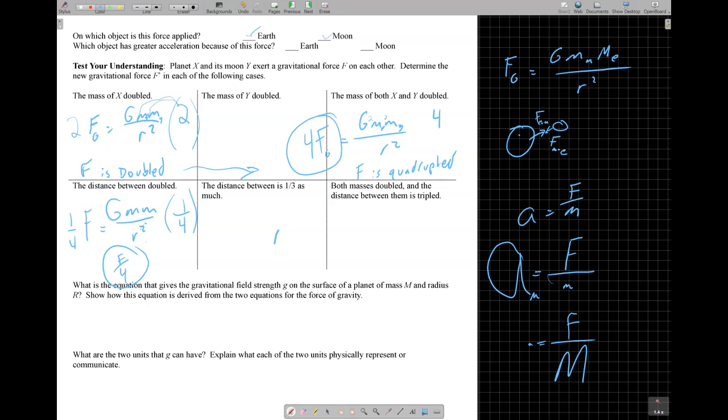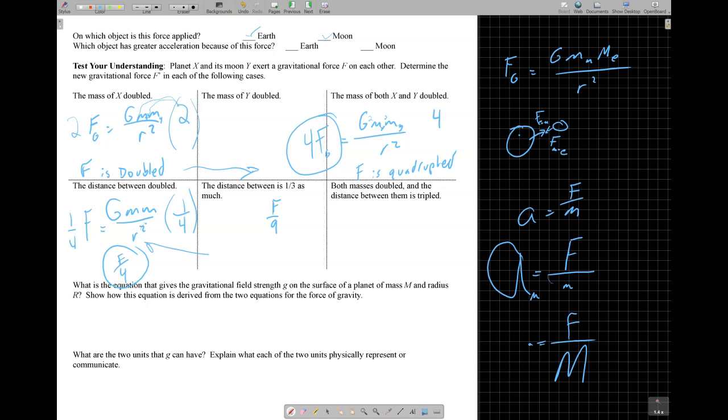The distance is 1/3 as much. With all of this, I'm assuming there's a constant mass. So when I plug in 1/3 to this equation, it gets squared. So that means I'm multiplying the right side by 1/9. So I'm multiplying the left side by 1/9. My force is reduced by 1/9.